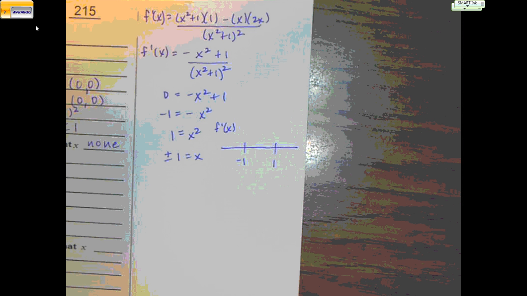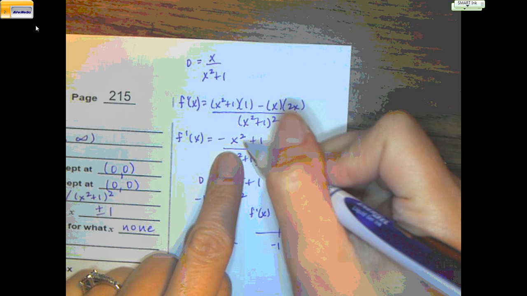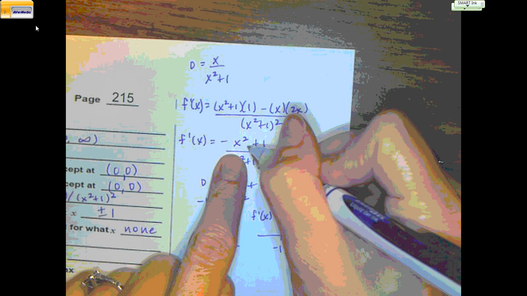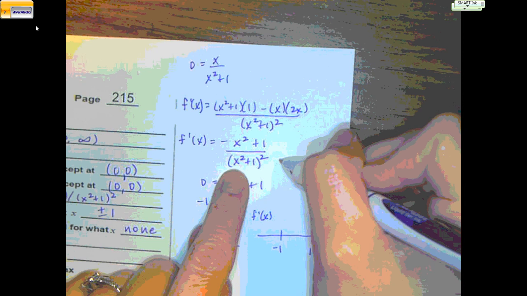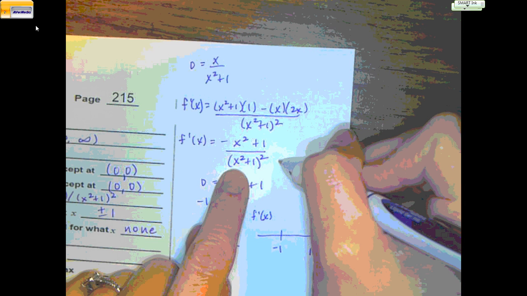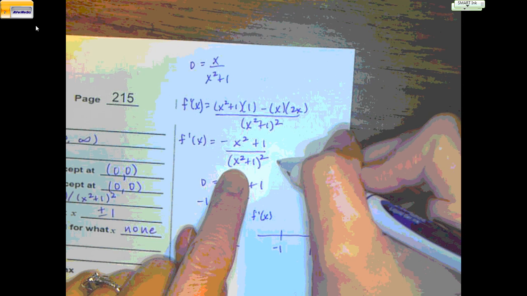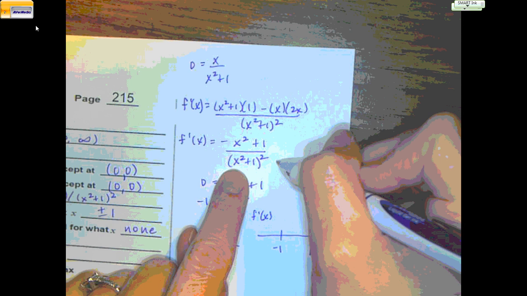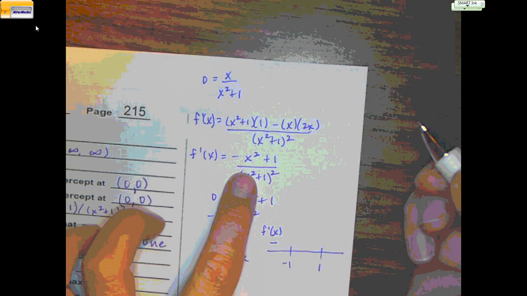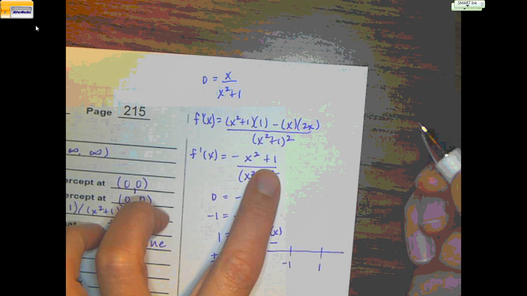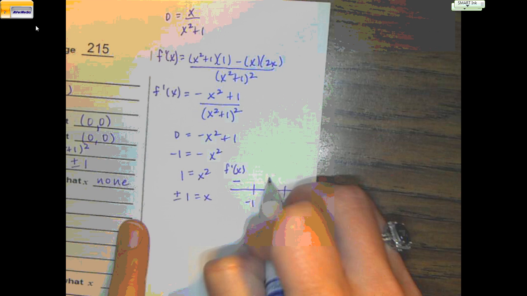So if I take a negative 2 and I plug it into the first derivative, negative 2 squared is 4. It's the opposite of that, so negative 4 plus 1, I have a negative on the top. On the bottom, aren't I always going to have a positive on the bottom? Yeah, because you're squaring it. So negative divided by a positive is a negative. Take 0 and plug it in. And I wind up with a positive 1 over a positive, so that's positive.